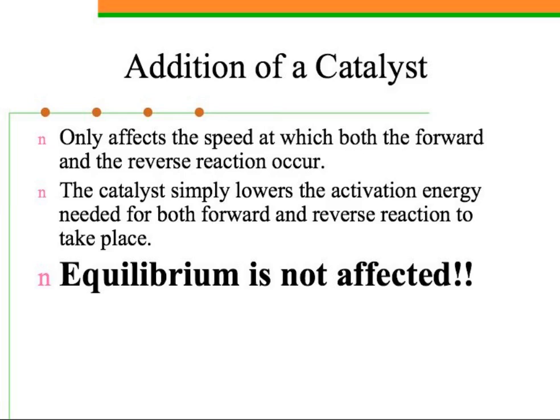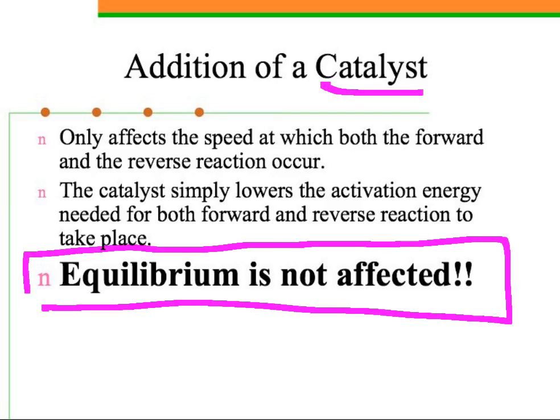Last, we can mess with the catalyst. And catalyst is a trick question. Equilibrium will not be affected. Because a catalyst affects only the speed at which the forward and reverse reactions occur, the catalyst will lower the activation energy needed for both the forward reaction and the reverse reaction. And no net effect will take place. Everything will just happen faster, but at the end of the day, no change will occur.